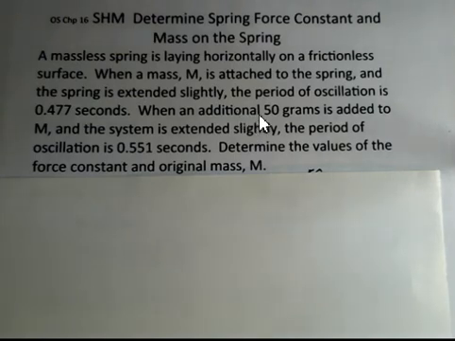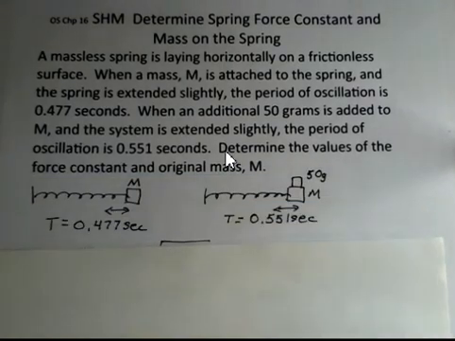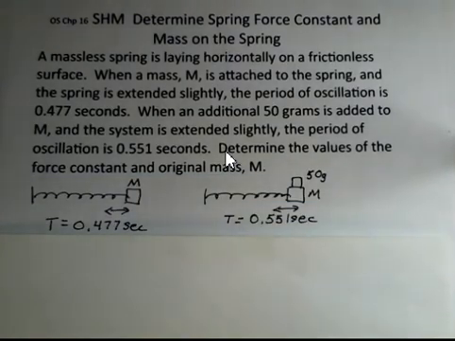Then we attach an additional 50 grams, so it's going to be m plus 50 grams. Again, pull the spring slightly, and the period of the oscillation is 0.551 seconds. We want to determine those two unknowns, the force constant and the original mass. So drawing the two pictures out here, not showing the horizontal surface, but with just mass capital M, 0.477 second oscillation, and then we attach 50 grams to M, and we get a period of oscillation 0.551 seconds.